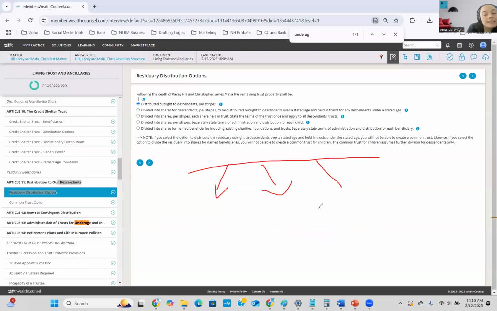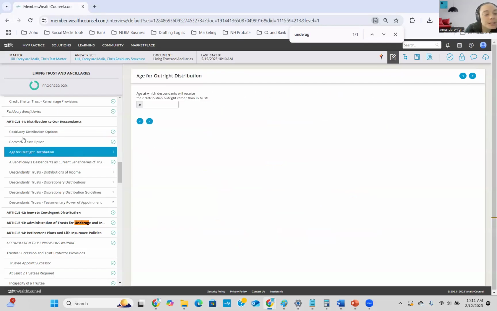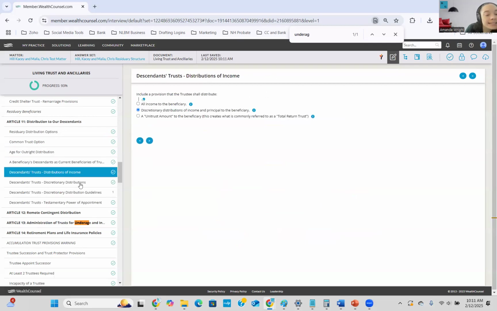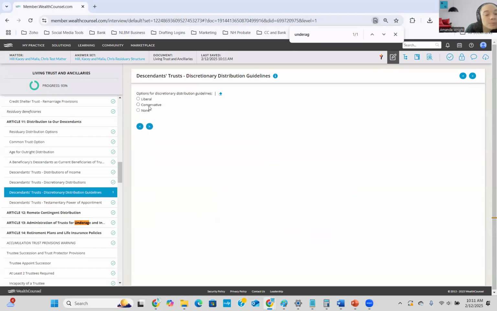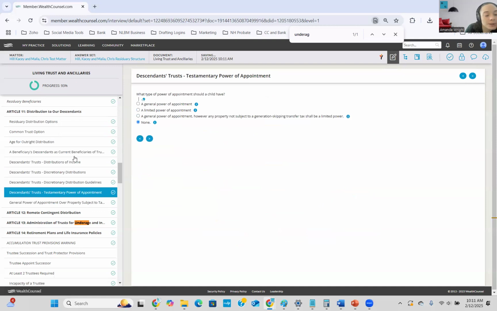Okay. Another way to do that, which I don't use often, is this one. Divided into shares to be distributed outright to anybody over a certain age and in trust for anybody under. So we can look at here the age for outright distribution. We can make it 25. And then we can design the trust for the person that is under, or the people that are under 25.